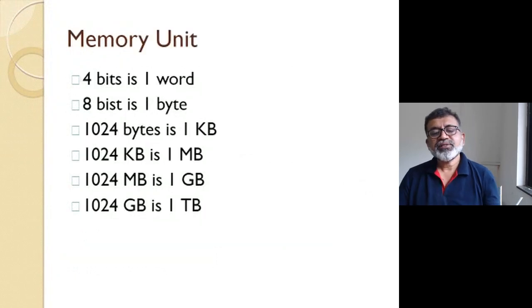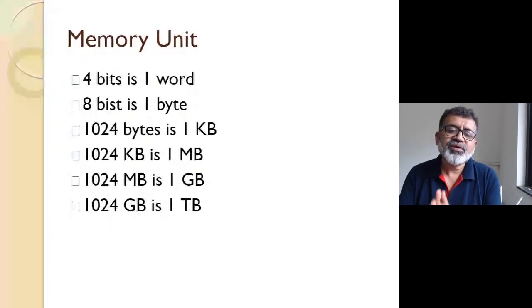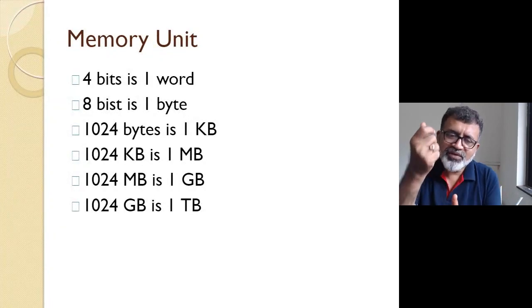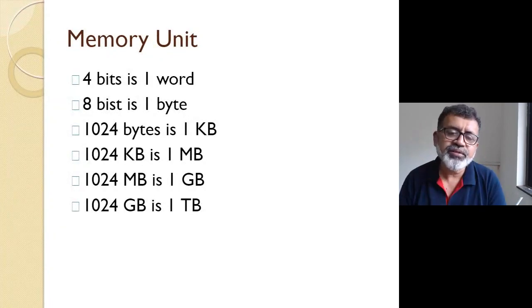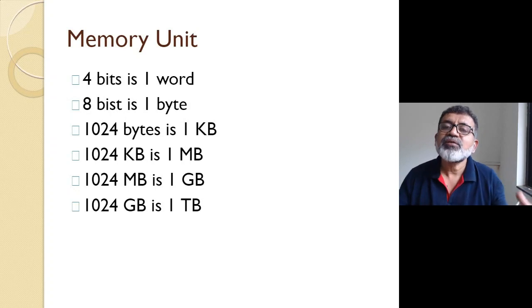Then our next topic is the memory unit. You should know this: 4 bits form one word. We call it a word. Usually in programming, we never deal with the word unit. Sorry for the typo. It's bits: 8 bits is 1 byte.